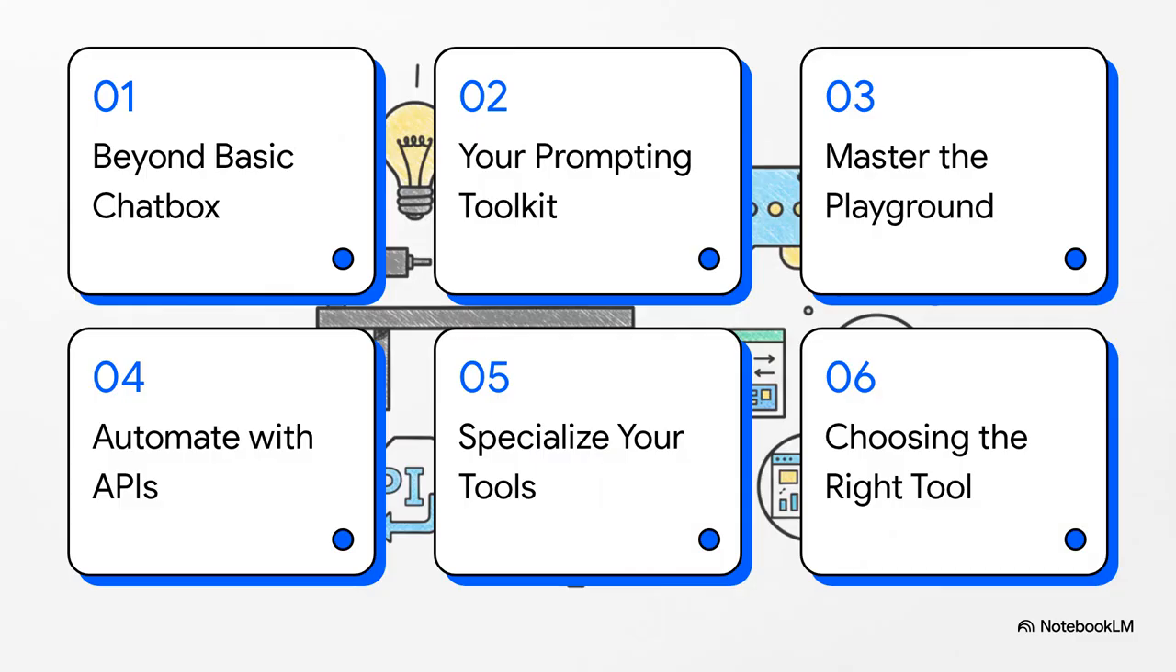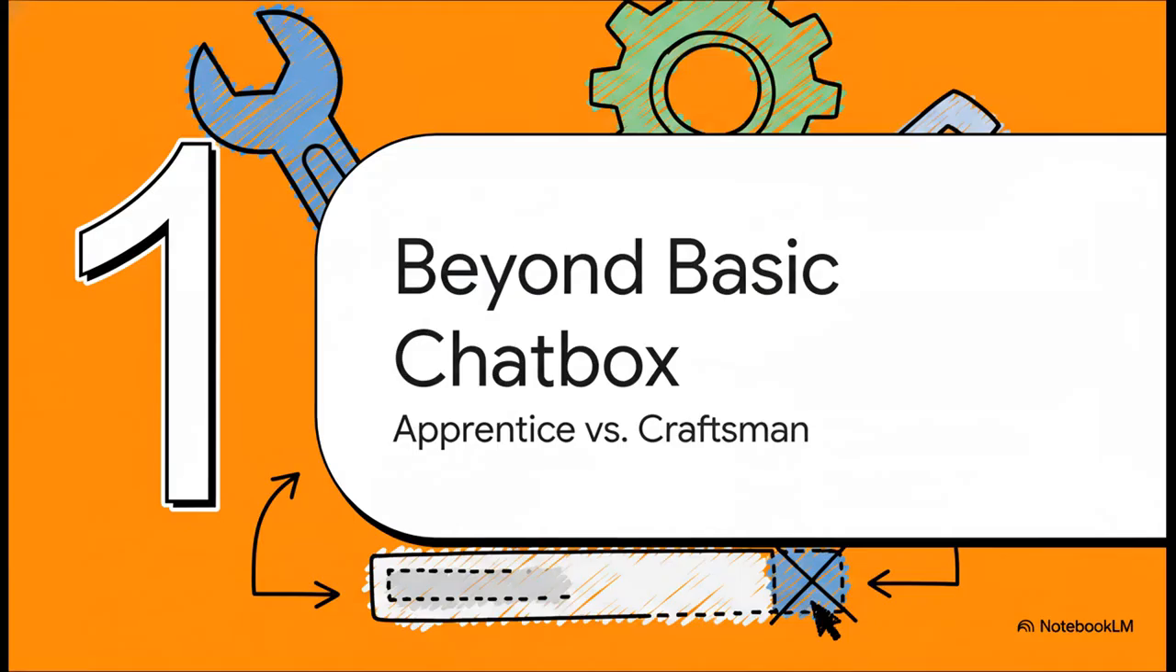So today, we're going to open up the professional's digital toolbox. We'll talk about why that basic chat box just isn't enough for serious work. Then we're going to walk through 3 essential upgrades for your toolkit. First, mastering the playground for precision. Then automating your work with APIs. And finally, picking the right specialized tools for your specific craft. Let's dive in.